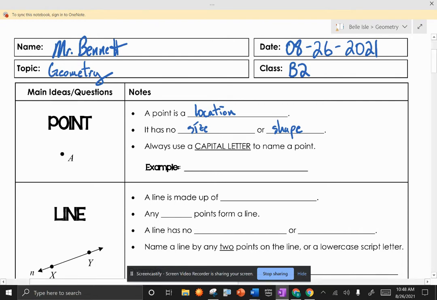We always use a capital letter to name our points. So for instance, you will see this a lot. That is point what? Point A.